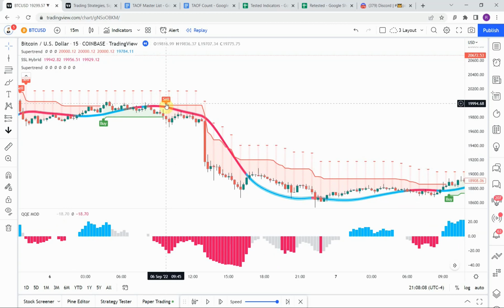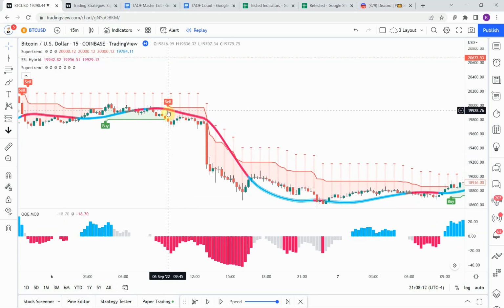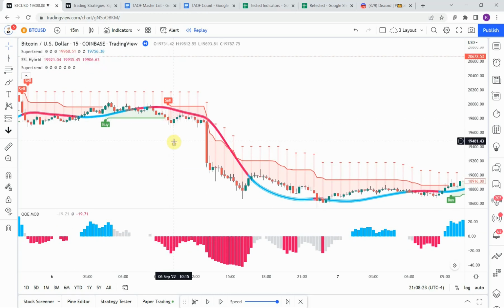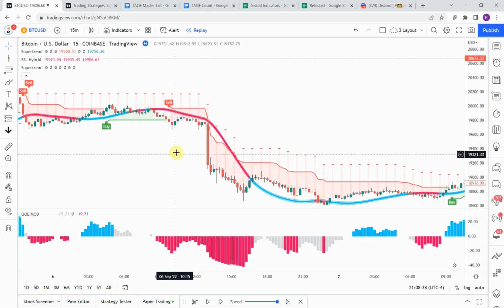In that case, it's basically very similar to the other setup. We look for the baseline to be in the purple position, and the QQE mod to be in the purple position as well. I did give this a one candle kind of leeway. So for example, if the QQE mod on the exact candle right here was not in the correct position, but within one candle it was able to give us that purple bar, then that is also a valid signal.